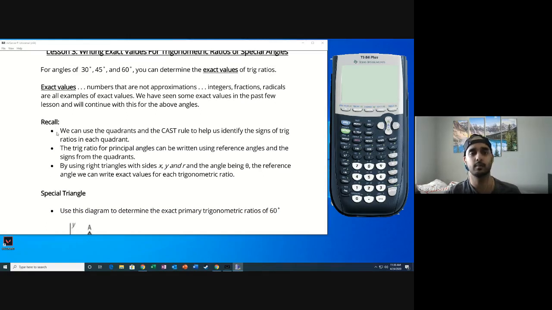So remember some of the things we talked about before. You can use the quadrants and the CAST rule. This tells you cosine is positive, all of them are positive, sine or tangent is positive depending on where you are. This helps us identify the signs of those trig ratios. The trig ratio for principal angles can be written using reference angles and the signs from the quadrants. So we can reflect that terminal arm into whatever quadrant we need and have our sign accordingly, depending on which quadrant we've reflected in. By using right triangles with side lengths of x, y, and r, that's our hypotenuse, and the angle being theta, the reference angle, we can write exact values for each trig ratio. That's what we've been doing for the past two lessons.